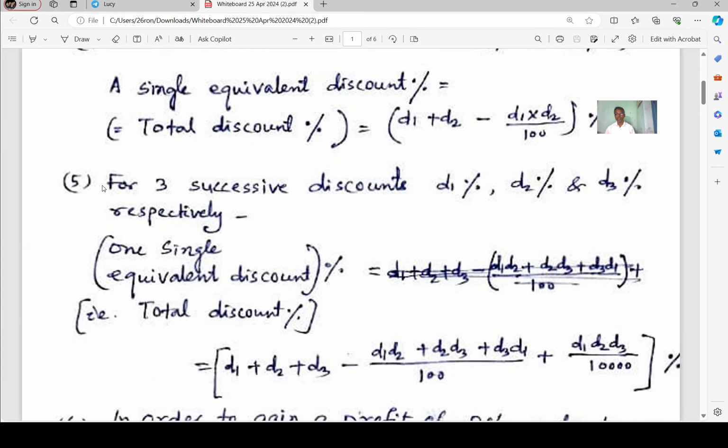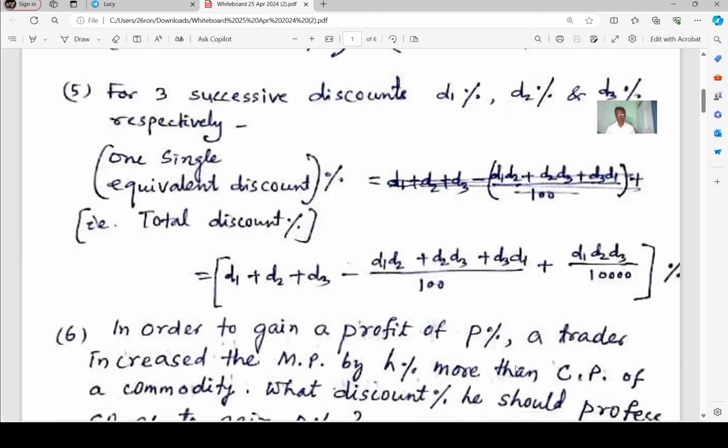5. For three successive discounts D1%, D2% and D3% respectively, one single equivalent discount percent or total discount percent is equal to D1 plus D2 plus D3 minus D1 D2 plus D2 D3 plus D3 D1 divided by 100 plus D1 D2 D3 divided by 10,000 percentage.